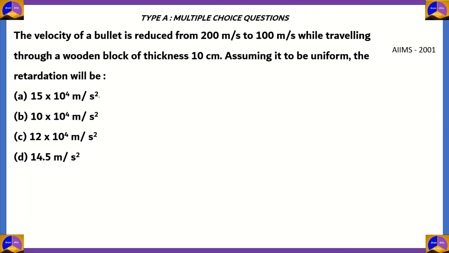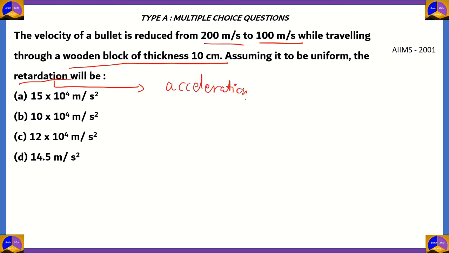This is the final question of this episode. The velocity of a bullet is reduced from 200 meters per second to 100 meters per second while traveling through a wooden block of thickness 10 centimeters. Assuming it to be uniform, you need to find the value of retardation. Now, retardation is essentially the same thing as acceleration. The only difference is that retardation slows down a particle while acceleration is often used to speed up the particle.